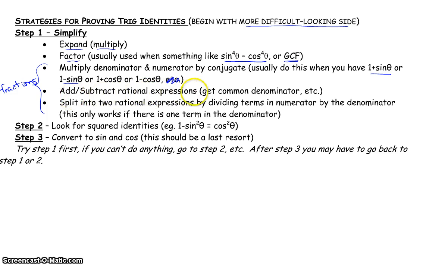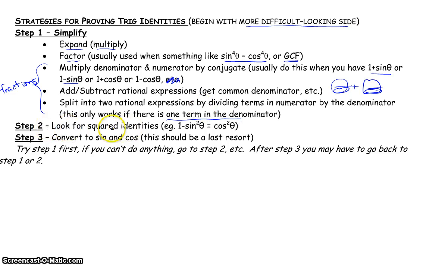Add, subtract rational expressions, get common denominator. So if you have 2 fractions and you're adding or subtracting them, you would want to get a common denominator. Or finally, split into 2 rational expressions, doing the opposite of common denominator, by dividing the terms in the numerator by the denominator. This strategy only works if you have 1 term in the denominator.